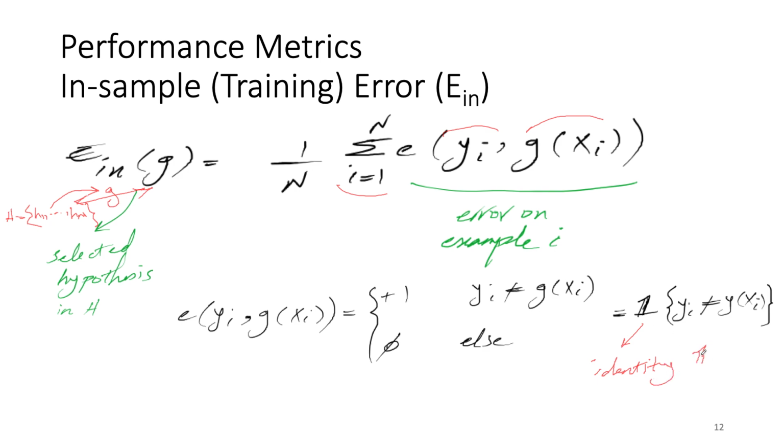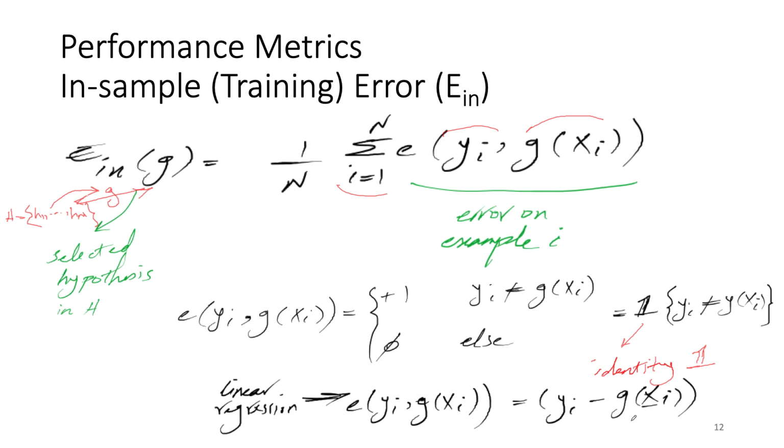This one like this, or I. All right, so that's pretty easy. We already know that. In the case of linear regression, instead of the perceptron, we have regression.